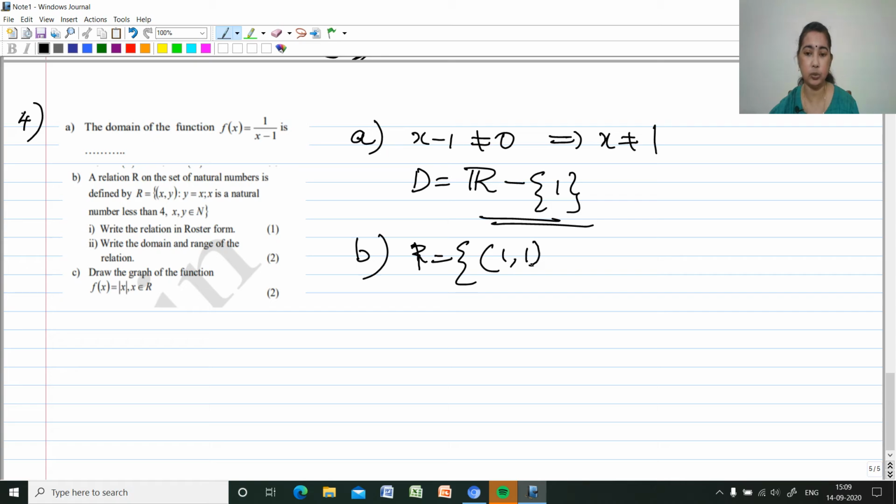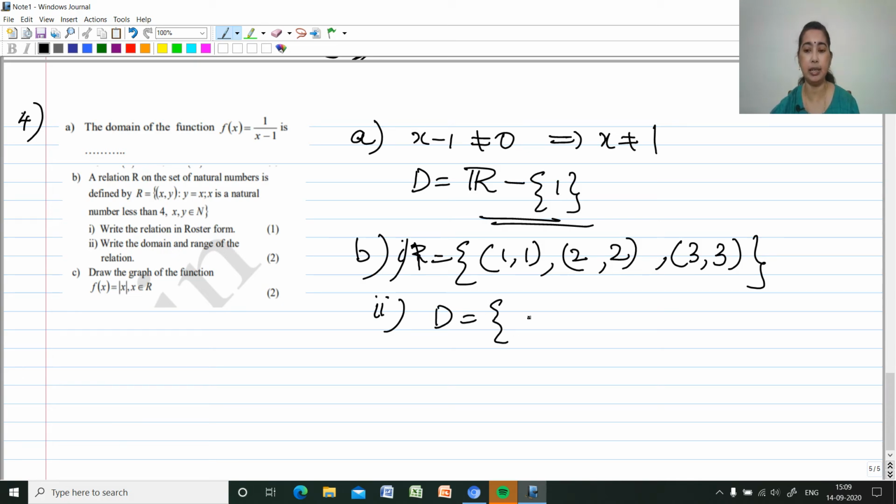What all will be the elements? First one, you can write it as (1, 1) because if x is equal to 1, y is also equal to 1. X equal to 2, then y also will be 2. X equal to 3, then y also will be 3. So, these 3 elements only will come in the relation because natural number less than 4 means it can take only 1, 2 and 3. So, write the relation in roster form. That is the first sub question there. Then second sub question is to write the domain and range. Domain means all the first set elements coming in the relation, that is set 1, 2, 3, and range, second set elements coming in the relation, that is again set 1, 2, 3.